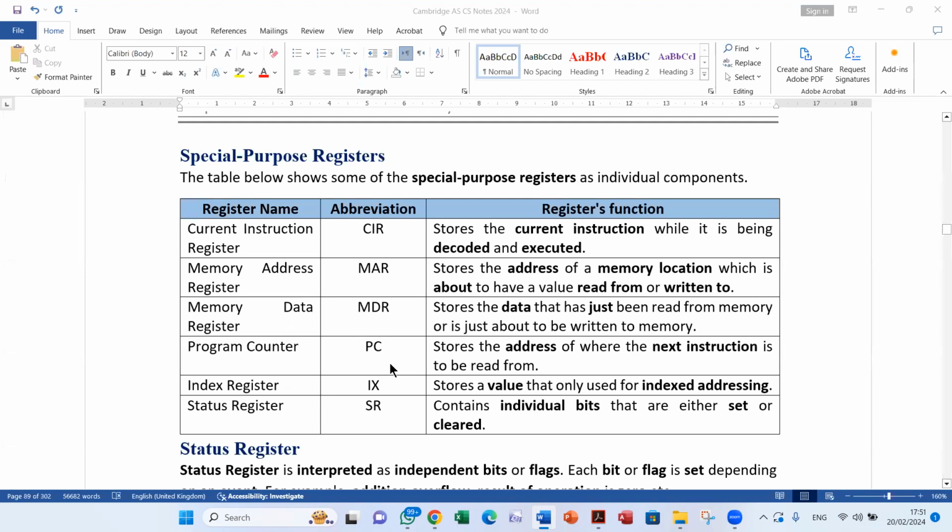However, special purpose registers, we know 4 of them from the O level. The table below shows some of the special purpose registers as individual components.